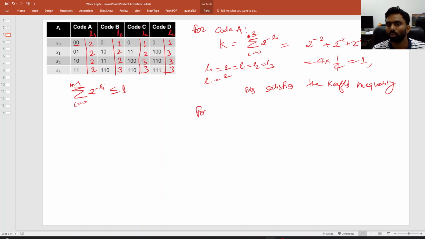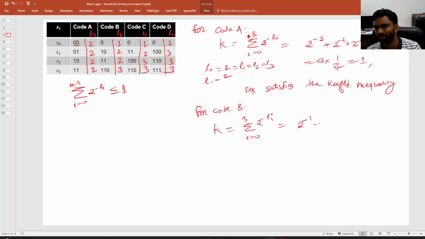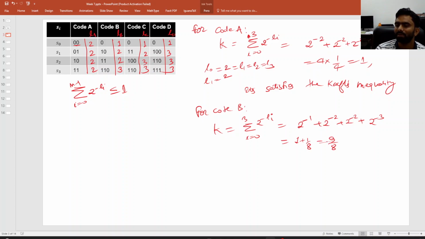Similarly, for code B, what is the value of this factor K? It is 2 raised to minus 1, plus 2 raised to minus 2, plus 2 raised to minus 2, plus 2 raised to minus 3. I'm not calculating, I'm directly writing now. It would be 9 by 8, that is 1 plus 1 by 8, which is greater than 1. We can see 1 plus something. So it is greater than 1.